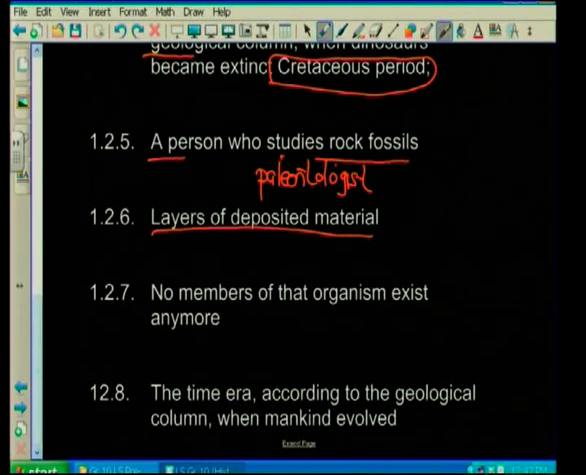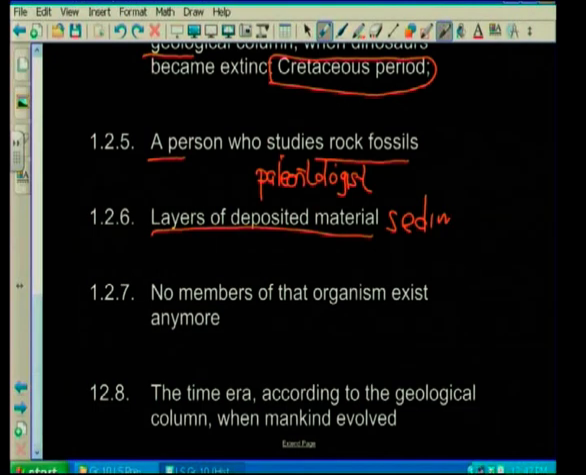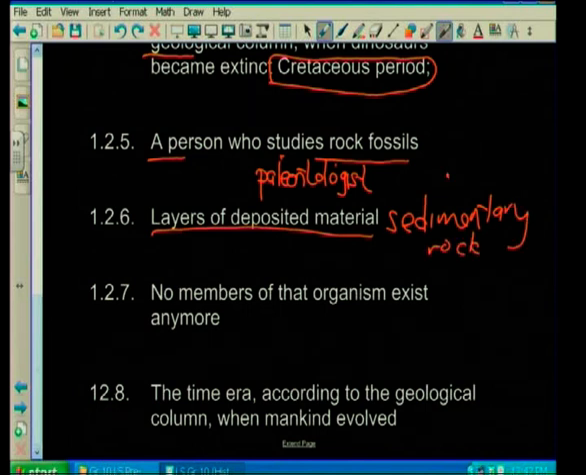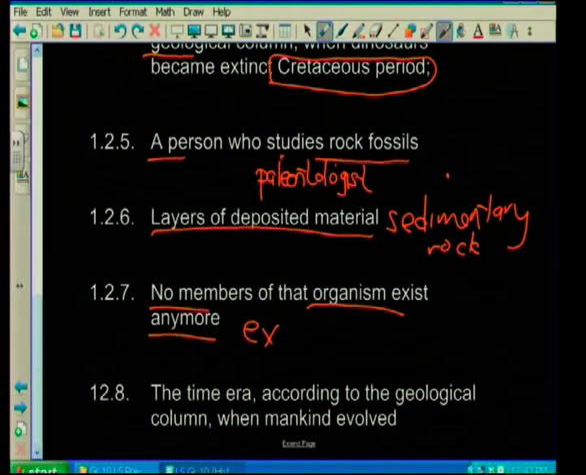Layers of deposited material. Remember, when rock or mud is in layers, we call it sediments or sedimentary rock. So that is sedimentary rock. Layers of mud. No members of that organism exist anymore. We cannot find any dinosaurs anymore. They have now become extinct. So the word is extinct.